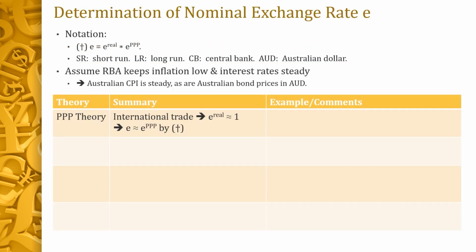The PPP theory is summarized on the first line of the table. International trade implies that the real exchange rate will stay close to 1.